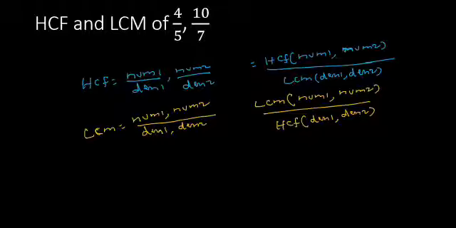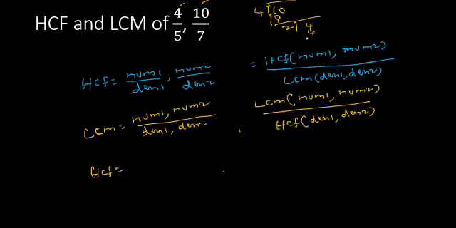Now both questions are asked here. The HCF and LCM of 4/5 and 10/7. Now we will find the HCF first. HCF means we have to find the HCF of 4 and 10. What will be the HCF? The biggest number is 10, divided by 4. It goes 2 times, remainder 2. Then 4 divided by 2, remainder 0. Now the HCF is 2. So the HCF of 4 and 10 is equal to 2.